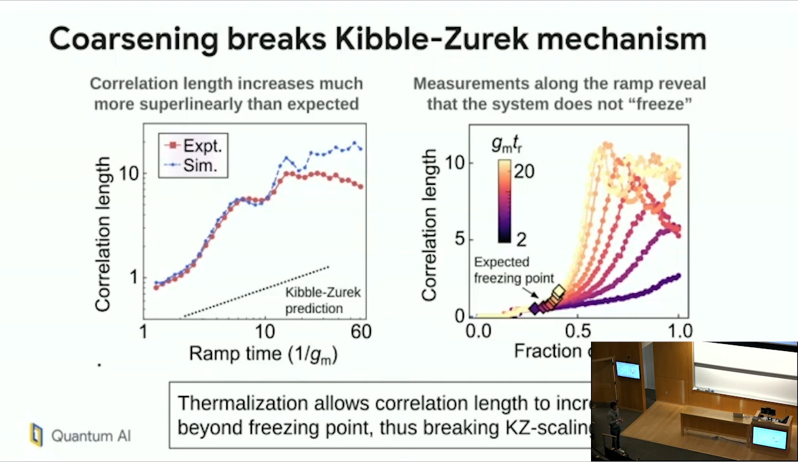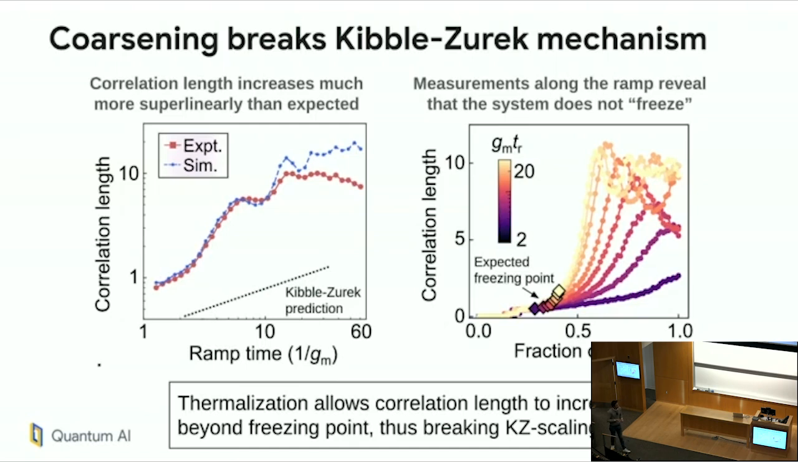Then to try to understand it better, we decided to measure the correlation length not just at the end of the ramp, but also throughout the ramp that we're performing. So that's what I show you on the right here for a few different ramp rates. And I've also included the point where we expect that the system should freeze. Again, this is the point where the gap becomes smaller than the inverse of the time that's left. What you can immediately see is that the system absolutely does not freeze. The correlation length keeps increasing a lot, actually. And so what we're seeing here is the coarsening of the correlated domains, which really breaks down the Kibble-Zurich mechanism.